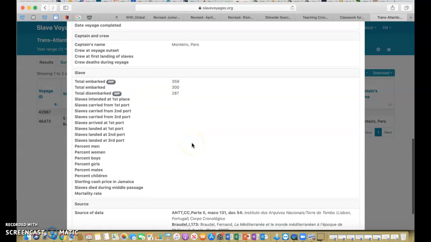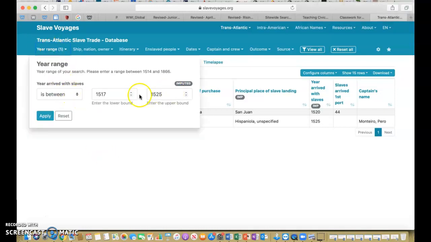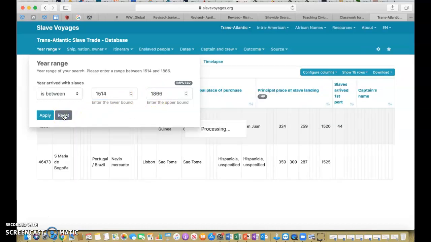So when we look at 359 to 287, what that is showing us is that they started with 359 and then disembarked 287. People died on the road as they were leaving, or on the voyage as they were traveling. So that's important for us to be able to know. Now, I'm going to give you the example for the one that you have to do so that you understand how to do this. Not going to give you the answers per se, but I'm going to show you how to do it.